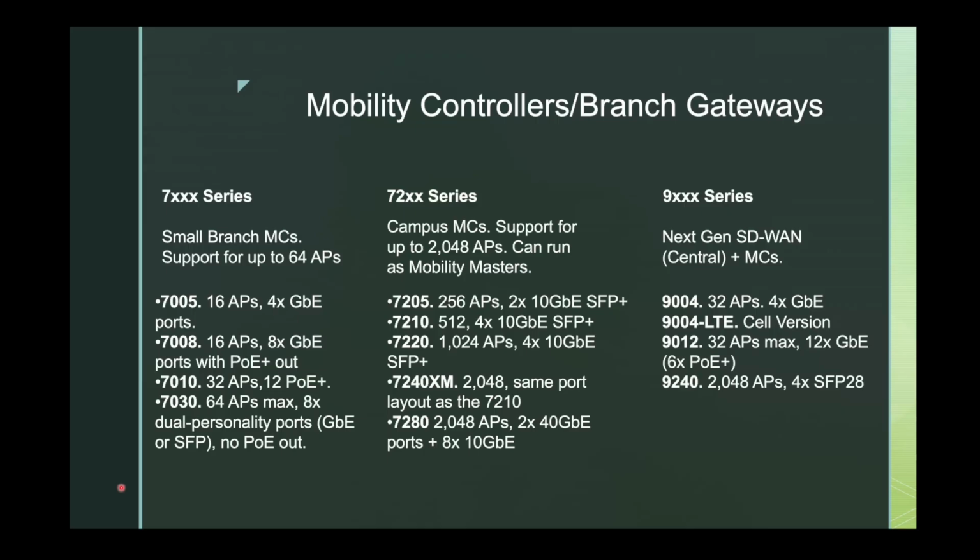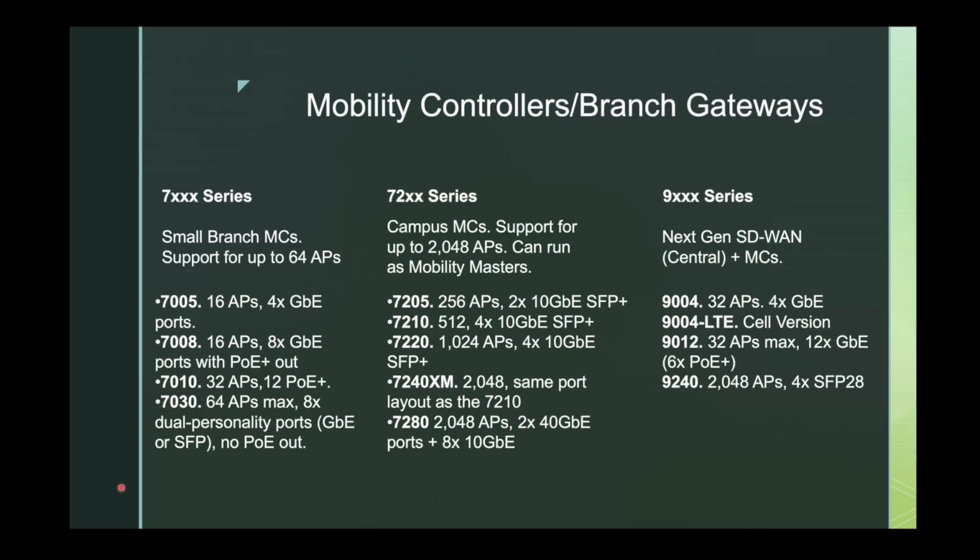Mobility Master is essentially managing campus or small branch mobility controllers. So the 7205 supports 256 APs, the 7210 supports 512 APs, the 7220 has about 1,000 APs, and the 7240 and 7280 have 2,048 APs.